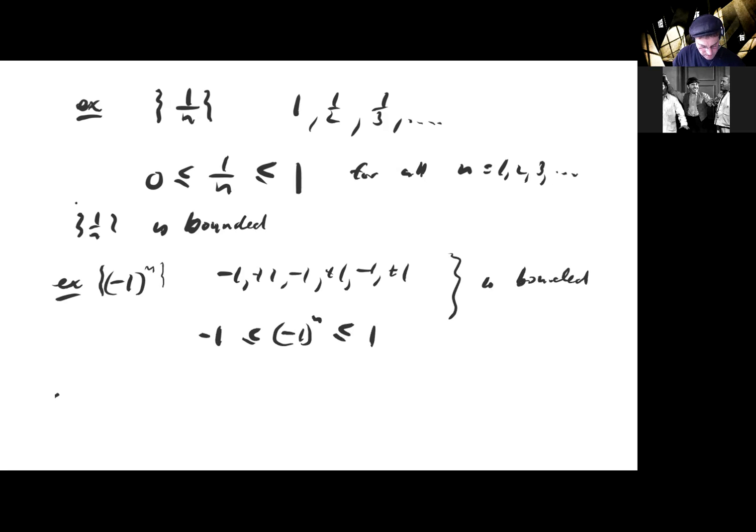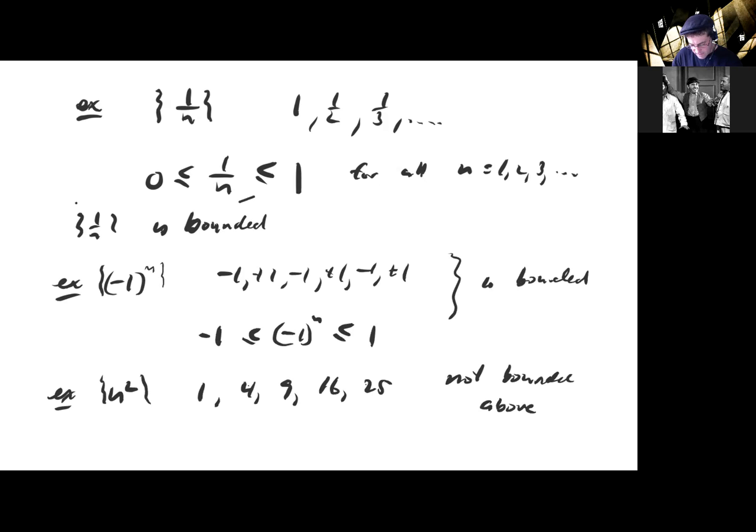Okay, but here's an example of something which isn't bounded above, n squared, right? That would be 1, 4, 9, 16, 25, I'm squaring the integers. This is not bounded above. It is bounded below by the number 1 even, right? Okay, so these are a couple of examples, and I want to state the main result.